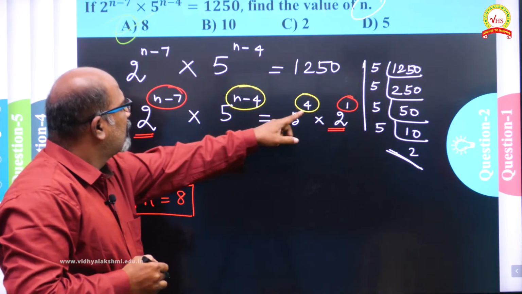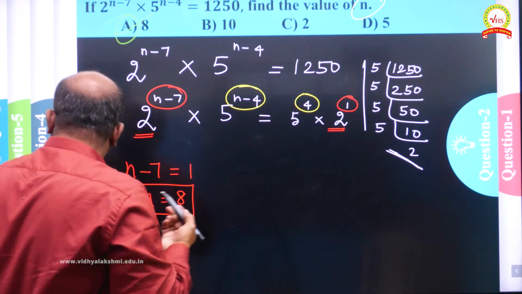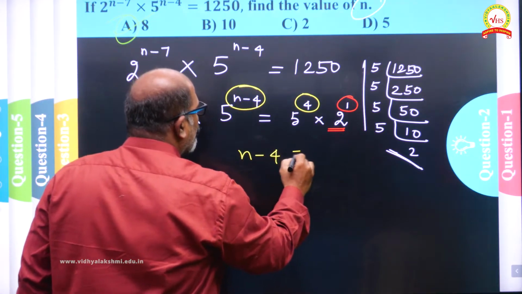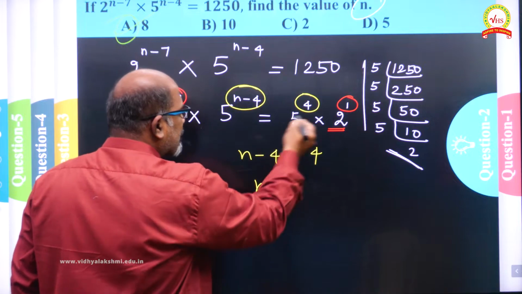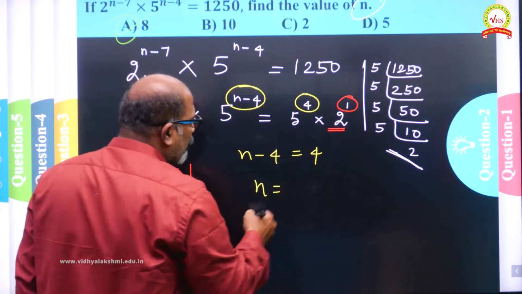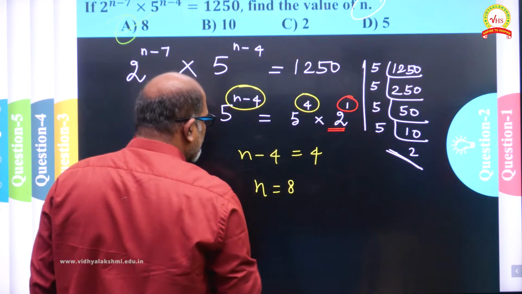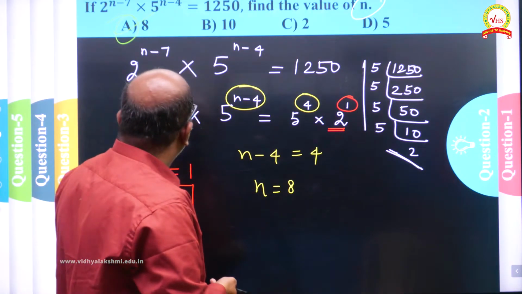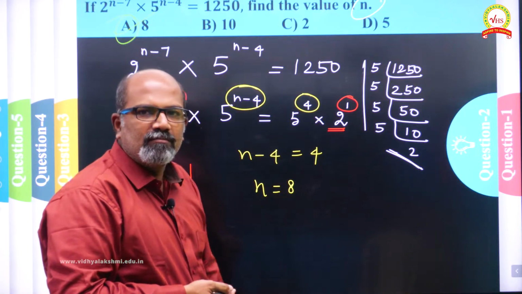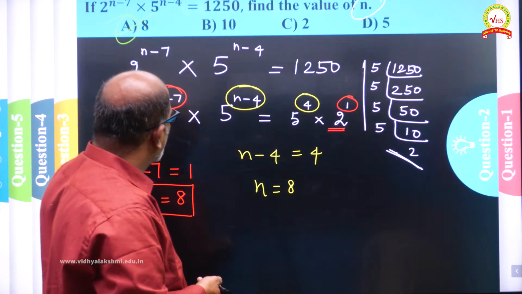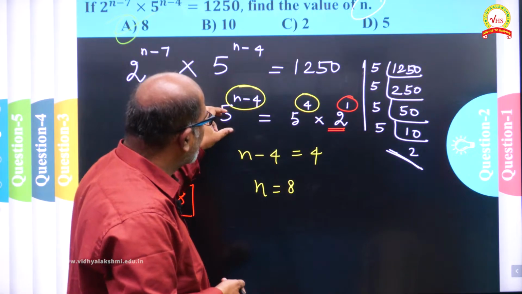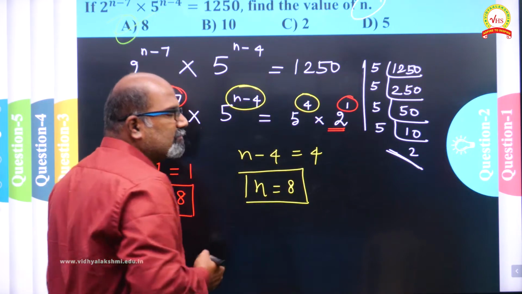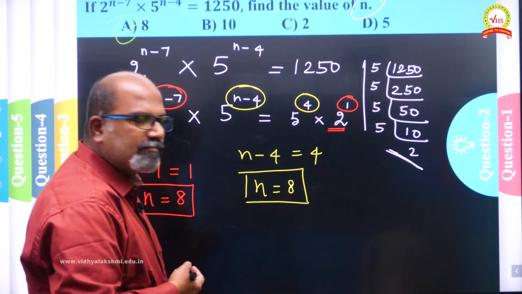What about this exponent over 5? When you take that exponent, what will you have? See, n minus 4 is equal to 4, and n is equal to, this minus 4 goes to the right side as plus 4, and it will become 4 plus 4 is 8. The same 8 we are getting. It is definitely the same 8 we will be getting, because you will have only one value for n. Even if you equate over 2, or if you equate over 5, you will have the same answer. The same n equal to 8 we are getting here also. That's all.